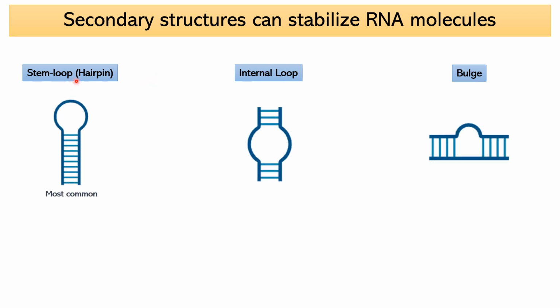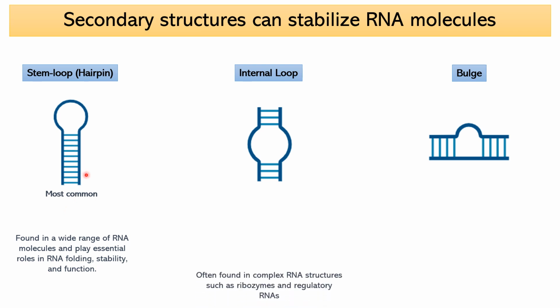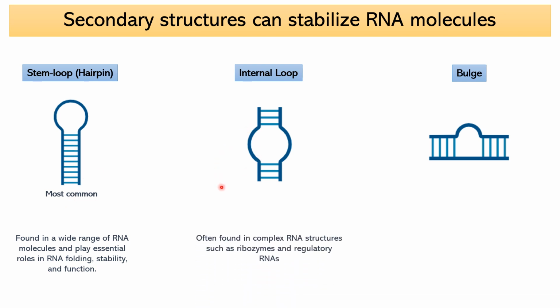The first one is the stem loop, or the hairpin structure, and then we have the internal loop and the bulge. When it comes to the hairpin, the hairpin structure is the most common structure, and it's found in a wide range of RNA molecules, and it's very important for RNA folding, stability and function as well.